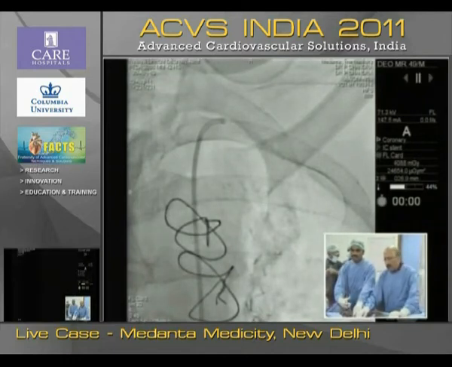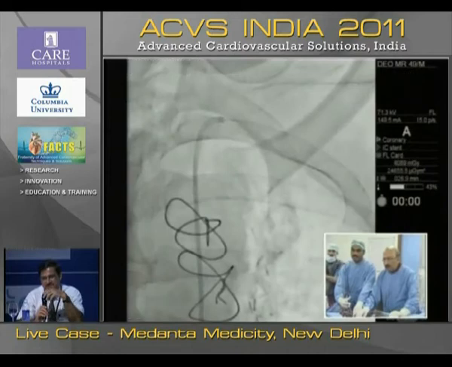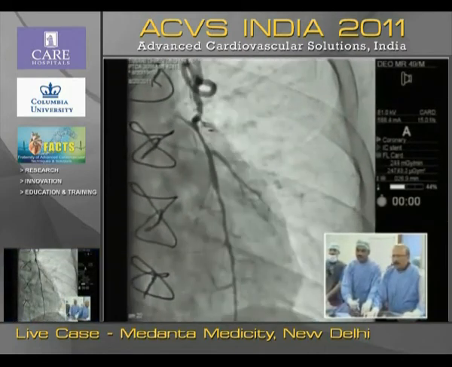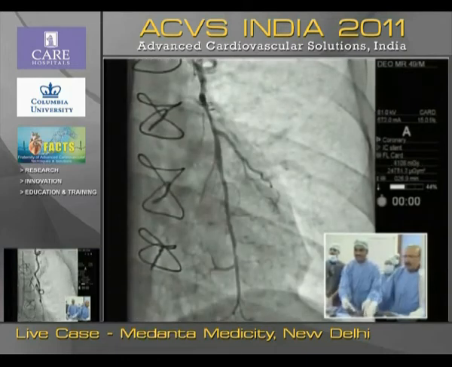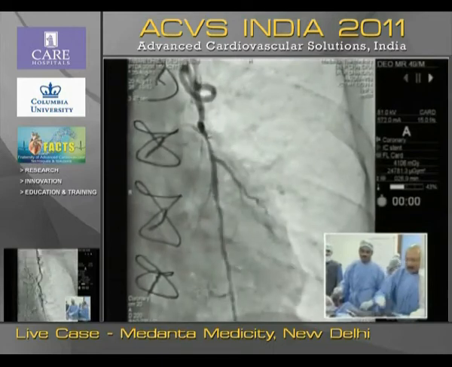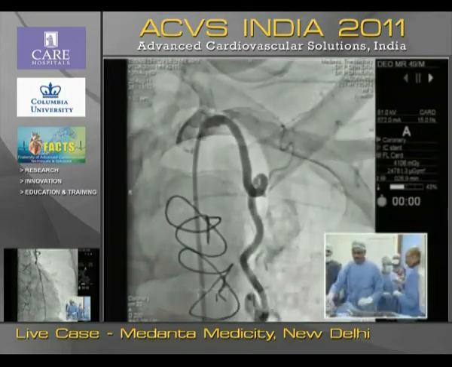So, redo surgery. Check. This is perfect now, and as you can see here, there is no residual spasm, there is no dissection, he is okay. So I'll go to the next lab now and show you the next case we have.